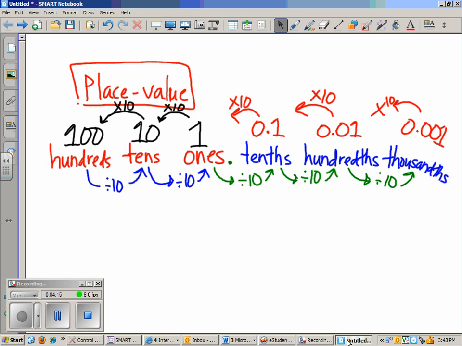I'm going to refer to this somewhat throughout the lesson and especially tomorrow, so that's why I wanted to spend some time looking at a place value chart. So every time you move to the left on the place value chart, you're multiplying by 10. Every time you move to the right, you're dividing by 10.